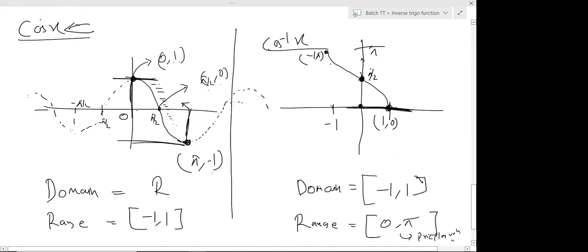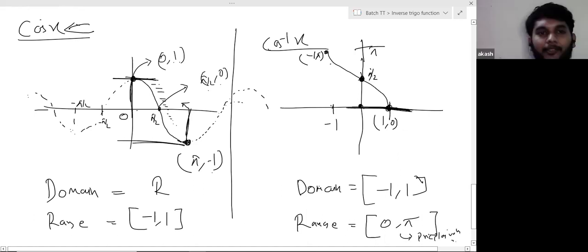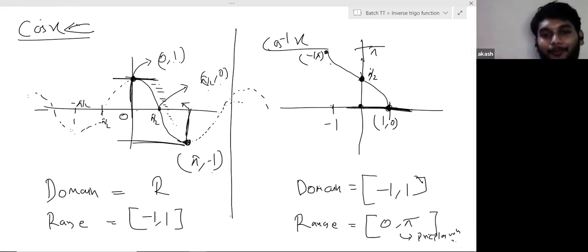So please draw it out. Don't look at the screen. First try to draw by your own, then look at the screen.